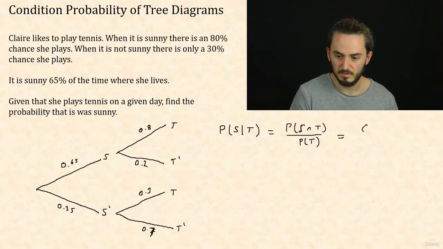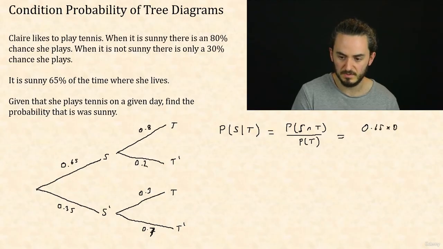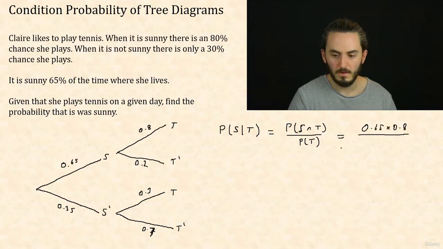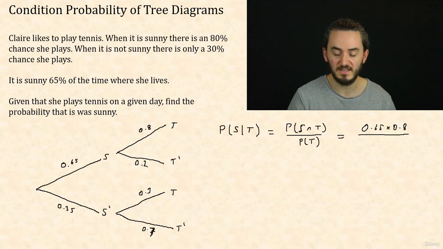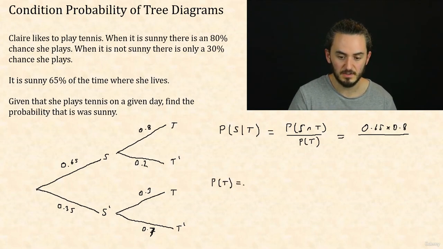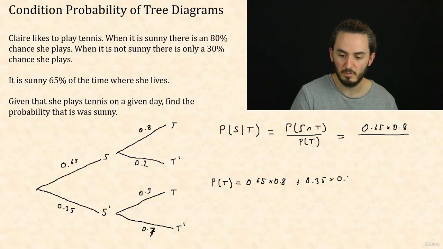So 0.65 times 0.8 on the top. All right, so what about this denominator here? That's the probability of T, the probability she plays tennis. Well, there's two ways that can happen. Either it was sunny and she played tennis, or it was not sunny and she played tennis. So we'll probably need a new line for that. The probability that she plays tennis is: it was either sunny and she played, so that's 0.65 times 0.8, or it was not sunny and she played, which is 0.35 times 0.3.